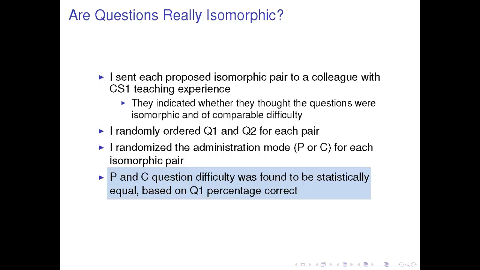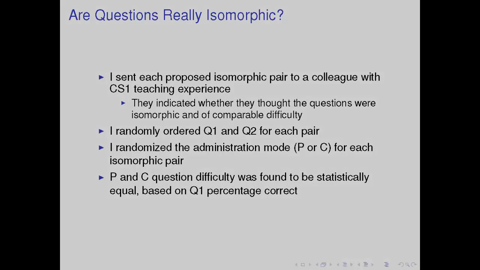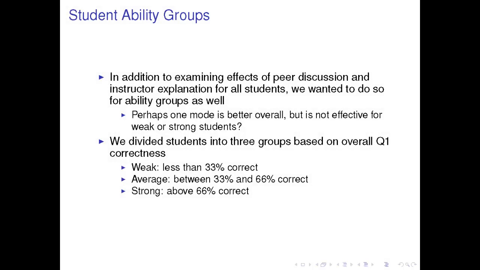So if I find an improvement, then I can say that it wasn't because questions were easier or harder than other questions. What I also wanted to know was, what are the effects of discussion and instructor explanation on subgroups of students? So I also divided students into weak, medium, and strong students based on their performance on question 1. I want to know overall if the instructor has an effect, but I also want to know within specific subgroups of students if the instructor has an effect. I don't want to only help, for example, the strong students or the weak students. Hopefully the instructor helps all types of students.